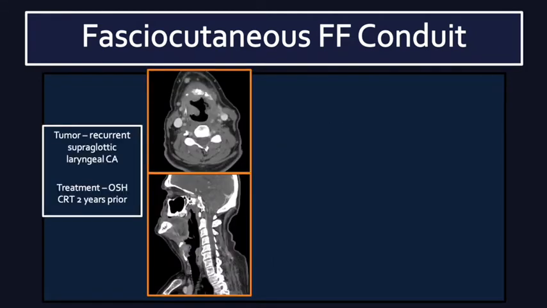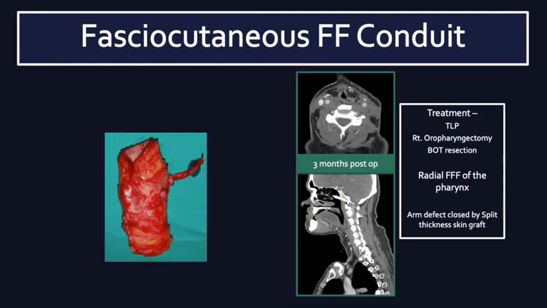This is a CT of a 53-year-old man with a history of unknown stage supraglottic laryngeal squamous cell carcinoma. He had chemo and radiation, but recurred 2 years later. This bulky recurrence is at the level of the hyoid, but does extend both superiorly and inferiorly. He underwent a total laryngectomy, partial glossectomy, an oropharyngectomy, bilateral neck dissections. So there was a lot taken out, and the alimentary canal needed to be reconstructed.